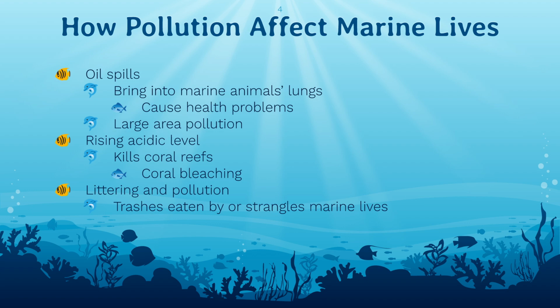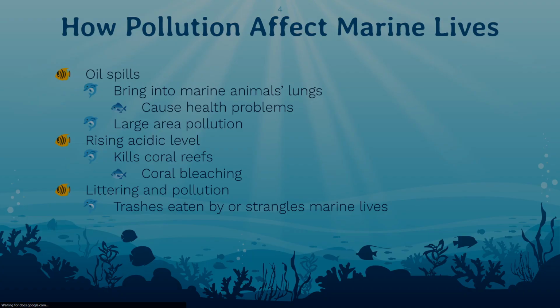There's littering and pollution and trash eaten by or strangling marine lives. So the trash and the oil that is thrown into the ocean is then swallowed by the animal. Scientists recently did a study where they took some dead fish, and they looked at its meat, and every few centimeters or so there was a piece of plastic inside of its meat. So that's how much plastic is in the oceans.